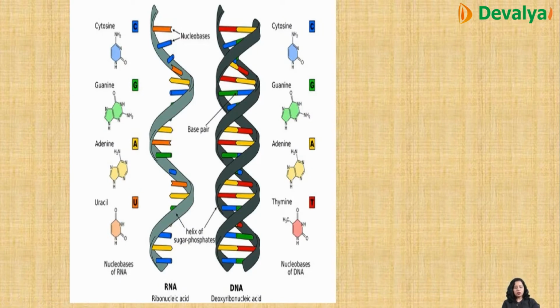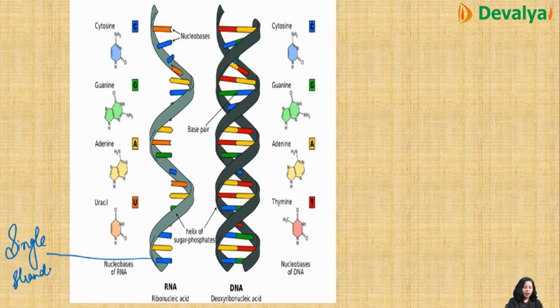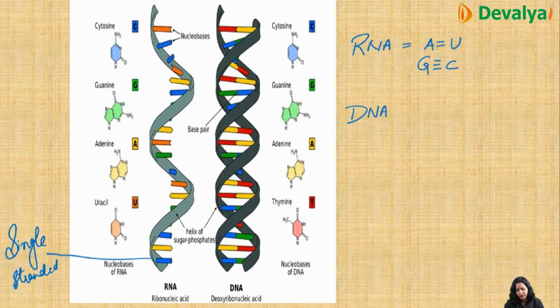Now this is the structure. This is RNA and this is the DNA structure, the double helical structure. RNA is single stranded, and DNA is double stranded. And remember always that in RNA there is adenine, uracil, and guanine, cytosine, while in case of DNA, adenine always forms a bond with thymine, and guanine forms a bond with cytosine. There is no uracil in case of DNA.